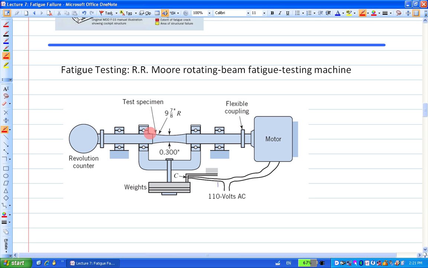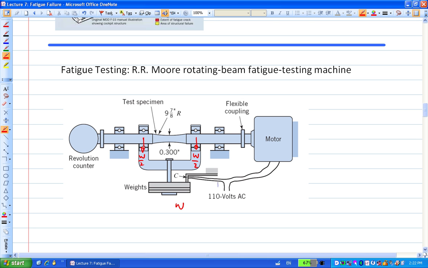You mount this specimen onto this machine, and then add some amount of weights here. This weight can be changed when you do experiments. There are two bearings here. If you look at this system and do a free body diagram, this is the weight here. Because it's even in the middle, if this is W, you will have half of W here and half of W here, right?